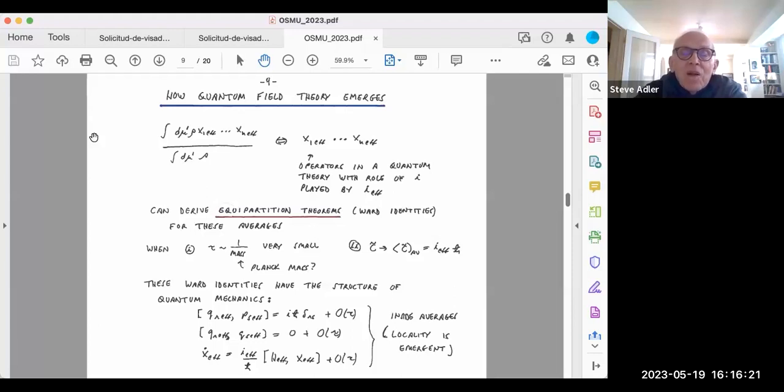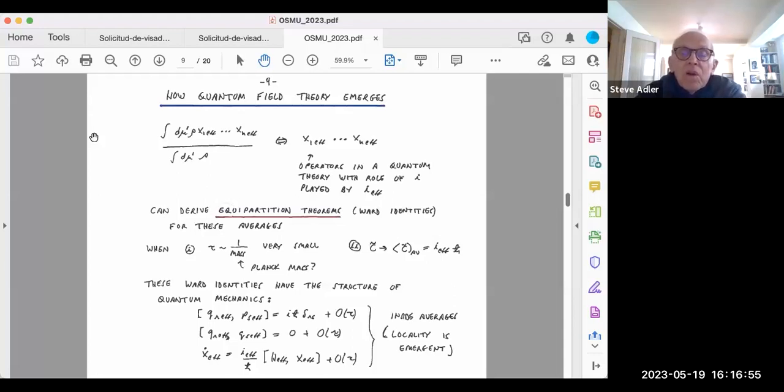So first, there's an assumption that tau, which is one over a mass in dimension, perhaps the Planck mass, is very small, so that the terms in the canonical equipartition identities involving tau and multiplying the trace Hamiltonian H drop out. There's a decoupling from the trace Hamiltonian. And secondly, that you can replace C tilde by its average value, i effective h bar. And these Ward identities then had the structure of quantum mechanics or quantum field theory.